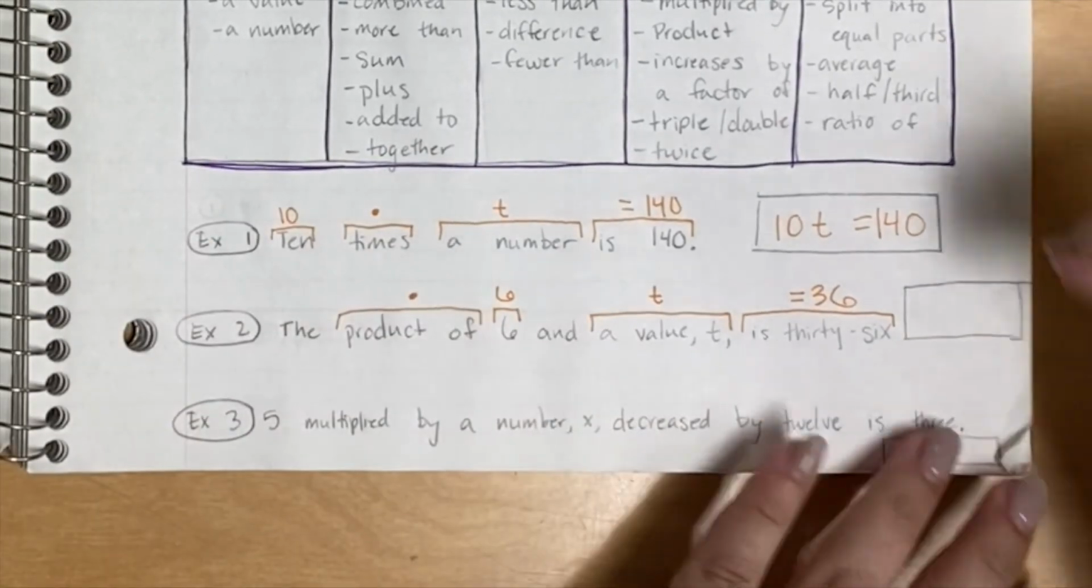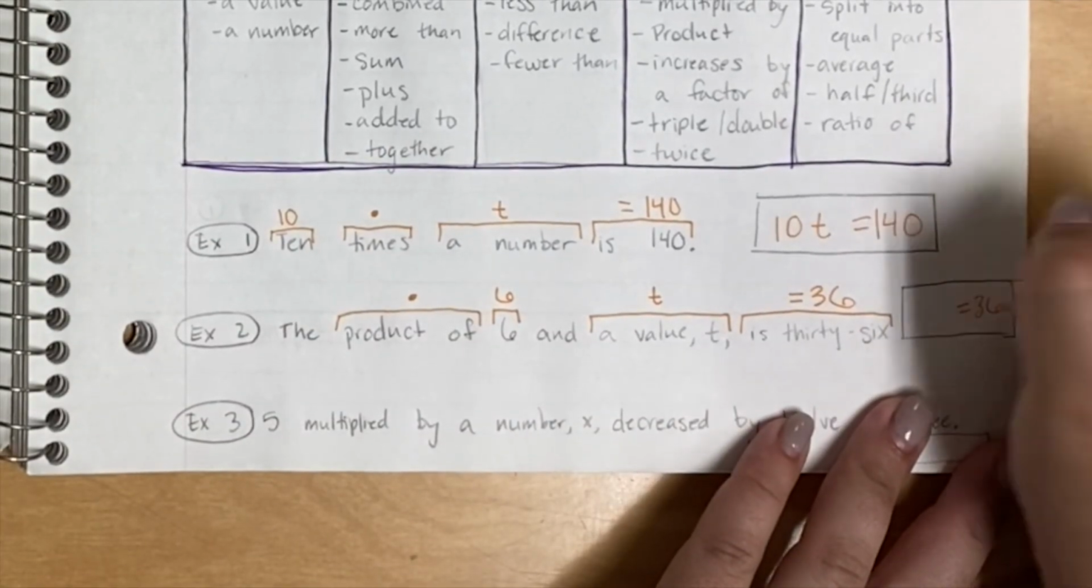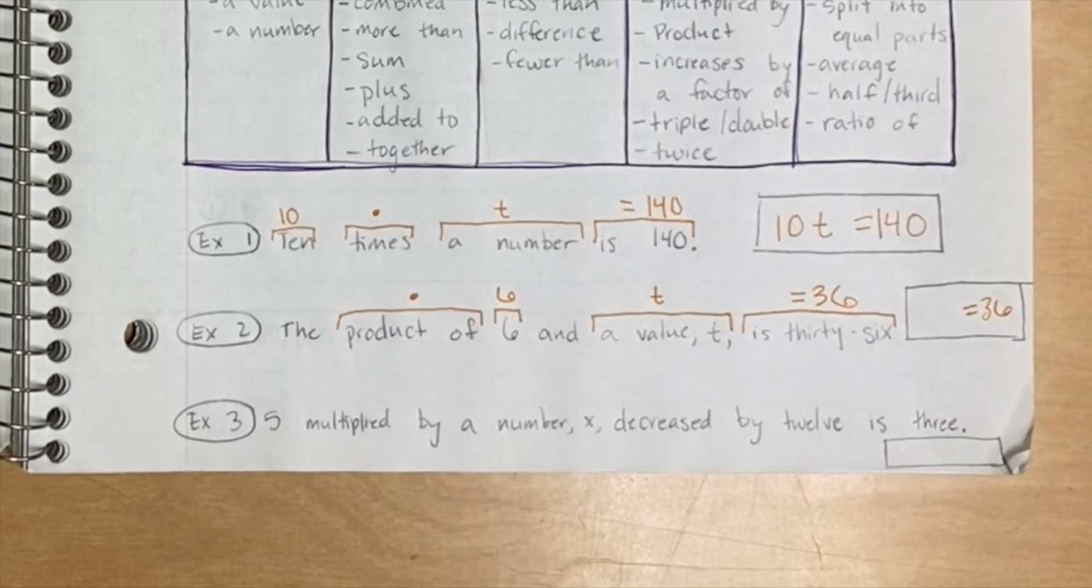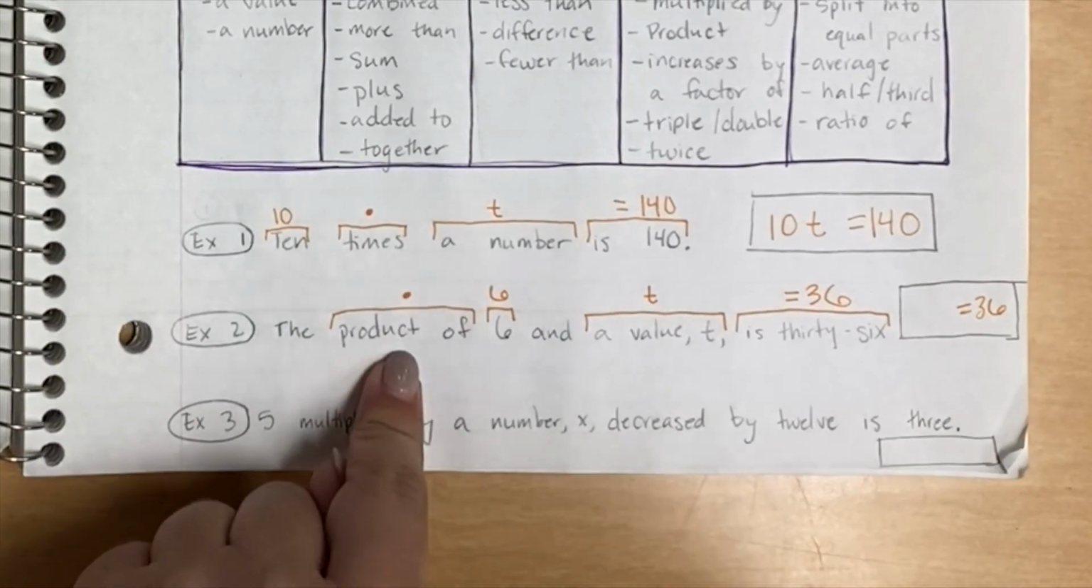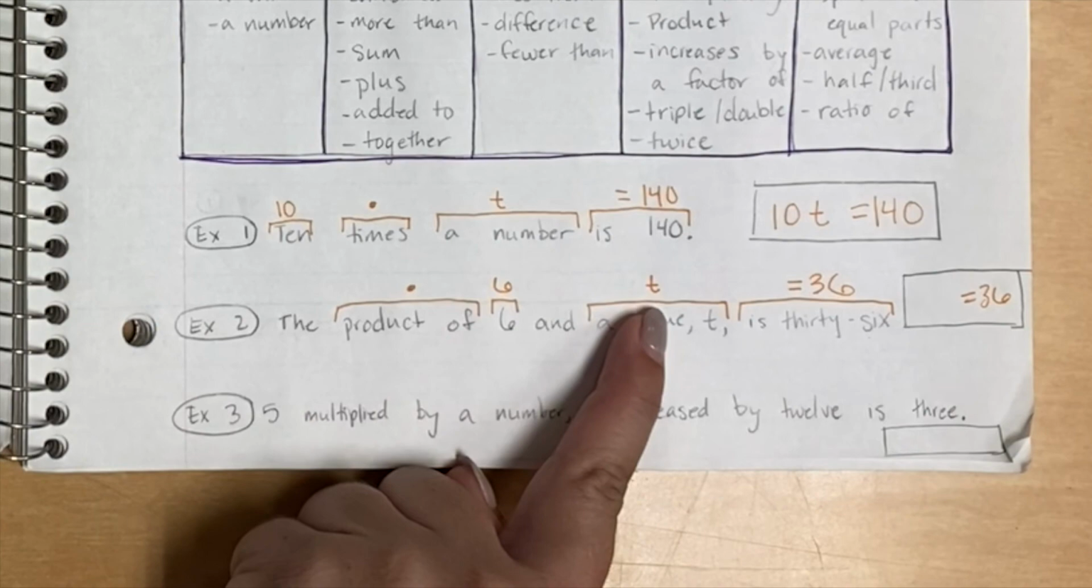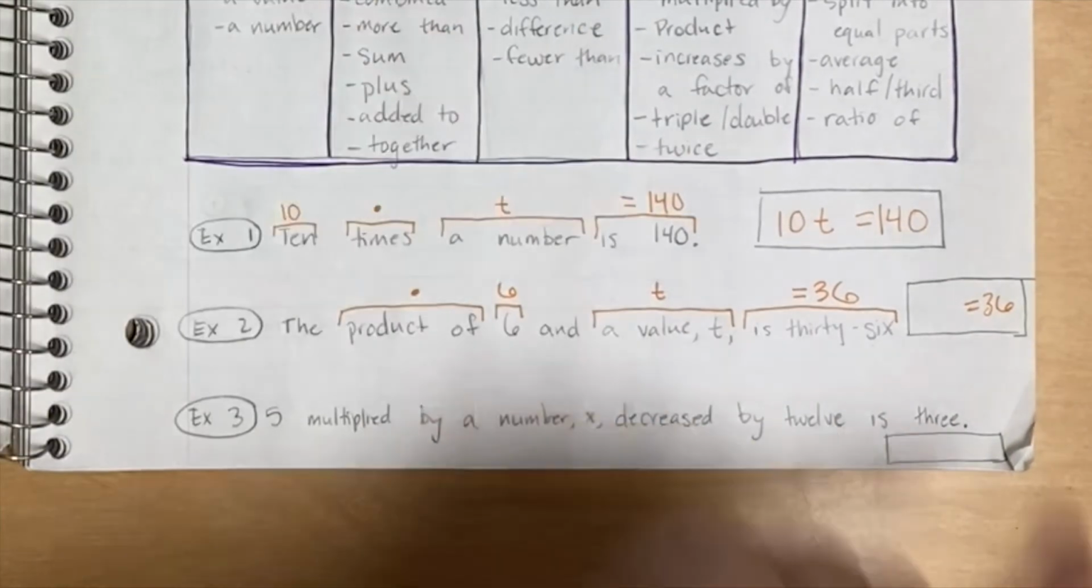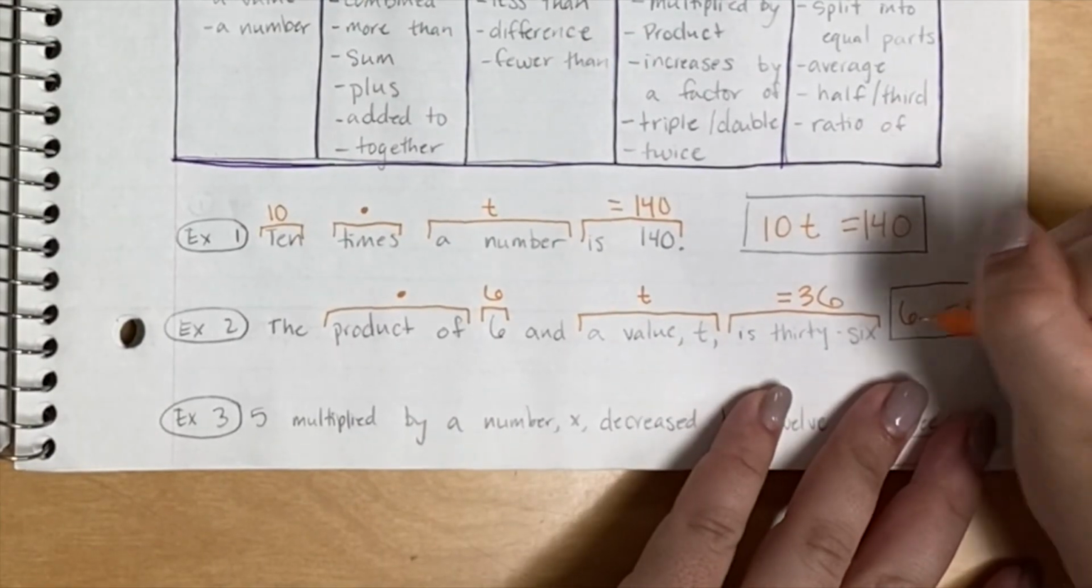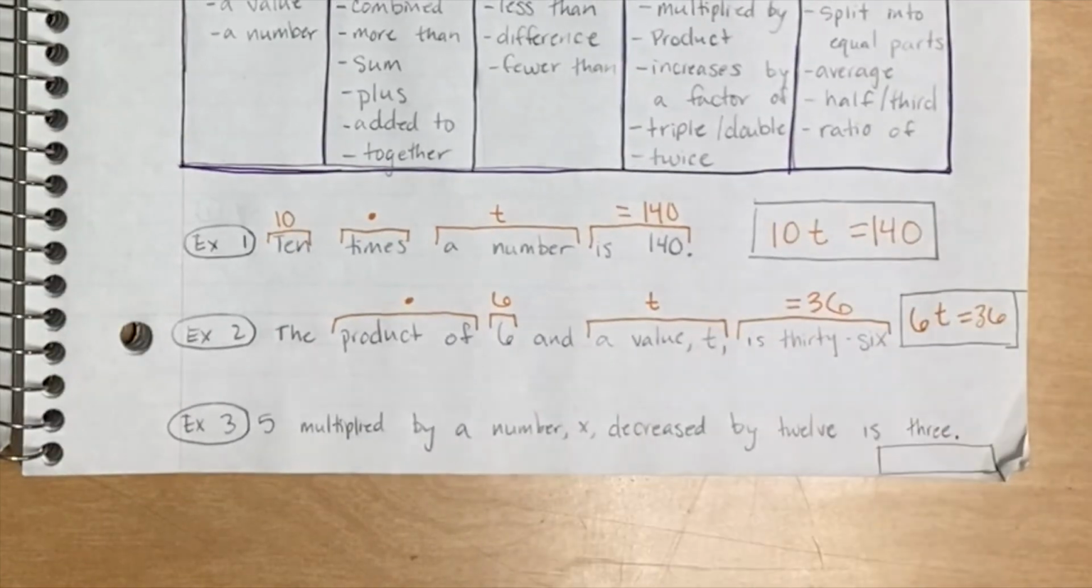So again, we can't just write these in order. We have to look at our final. So it's easier to start with the solution. We know it's going to equal 36, and I'm talking about multiplying. I'm talking about the product. I'm trying to multiply 6 and t. And just like up here, a letter next to a number, 6t equals 36.